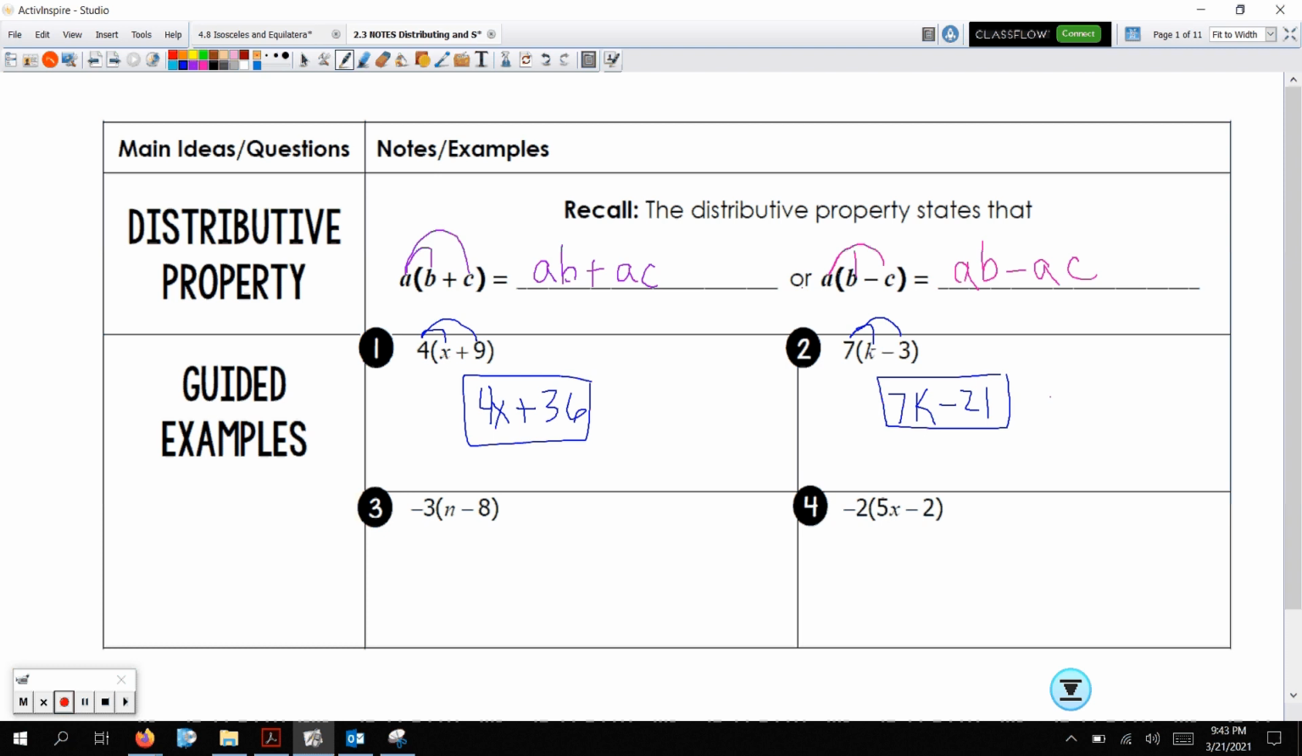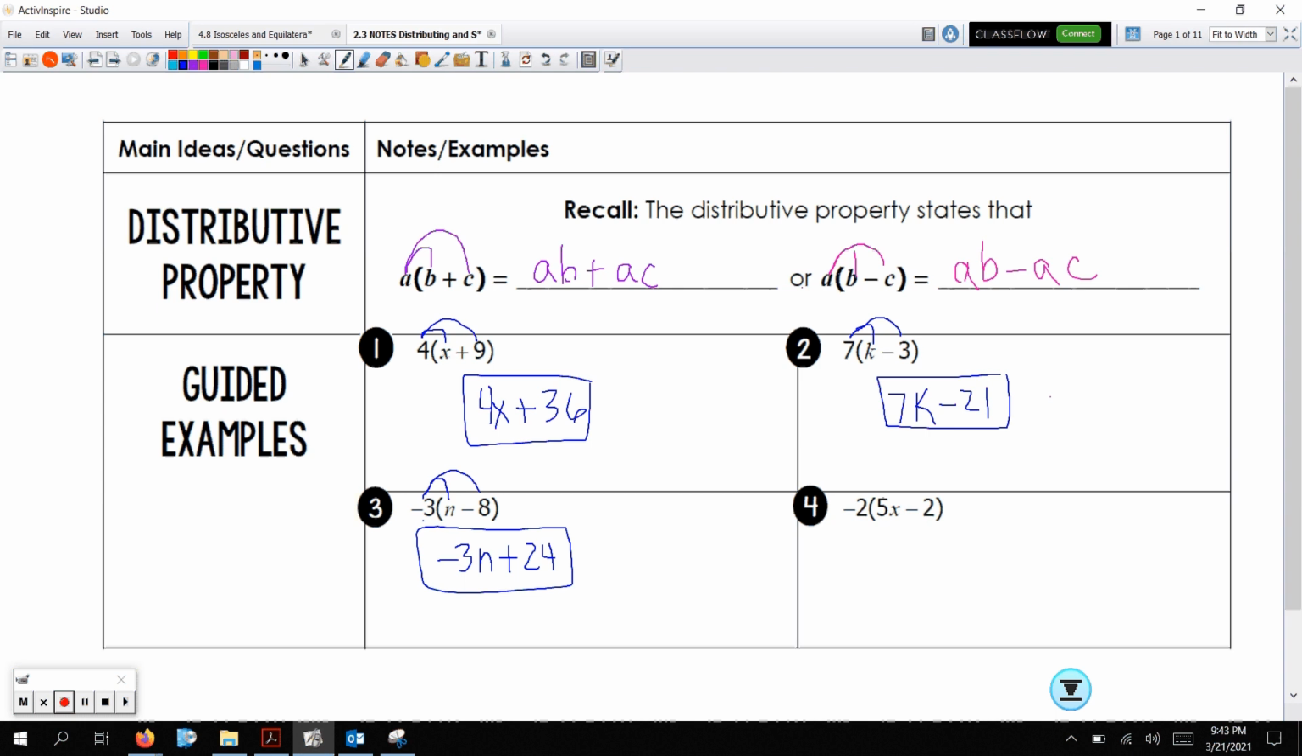All right, so be careful when you're dealing with negatives here. Look at number 3. We're going to distribute negative 3 to n minus 8. Well, negative 3 times positive n is negative 3n. Negative 3 times negative 8 gives me positive 24, because a negative times a negative is a positive.